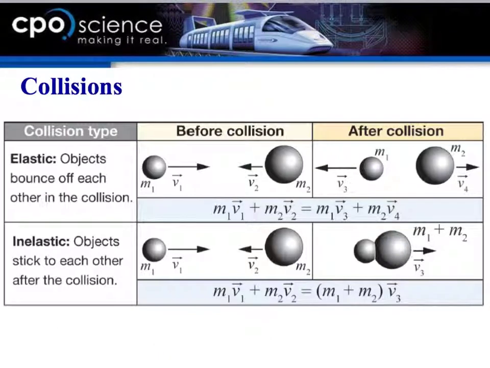So let's review the two types of collisions again. You have an elastic collision where objects bounce off of each other in the collision. Or you have an inelastic collision. The objects stick to each other after the collision. In both cases, momentum is still conserved. So the momentum that you had before the collision has to equal the momentum after the collision.